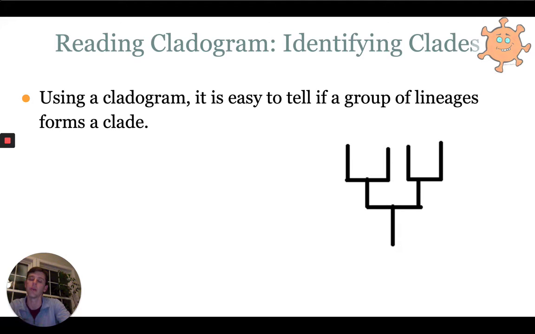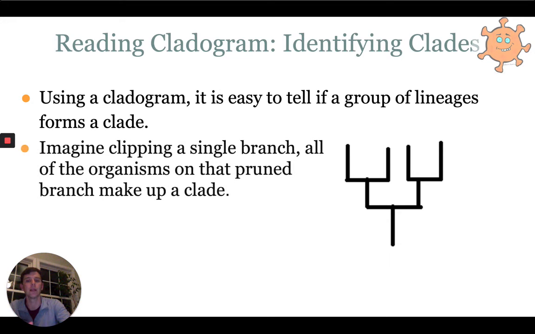All right, so being able to read a cladogram and identify these different organisms and how they're related is important. We talk about clades a lot, and that's where a cladogram came from. It's a diagram of clades. A clade is a group of lineages, so that means that they share a common ancestor. Imagine going up to a tree and just clipping off a branch. All of the small little branches that are attached to that main branch that fall off represent a clade.